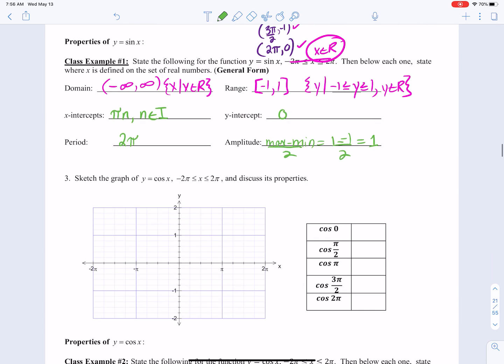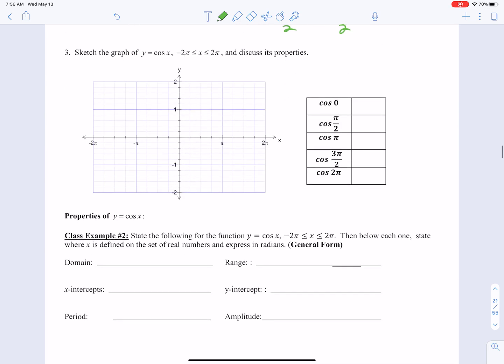All right. Now what I'd like you to do is sketch the graph of y is equal to cosine of x. And again, fill out the table of values and make sure that you get the points. And I'll be back.